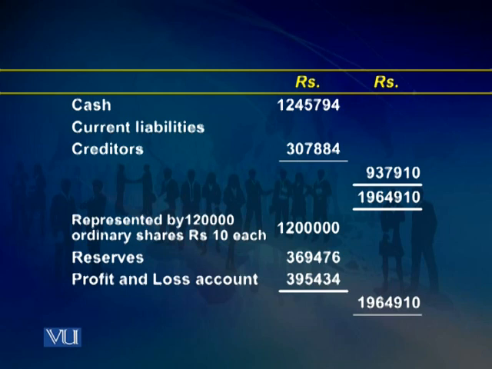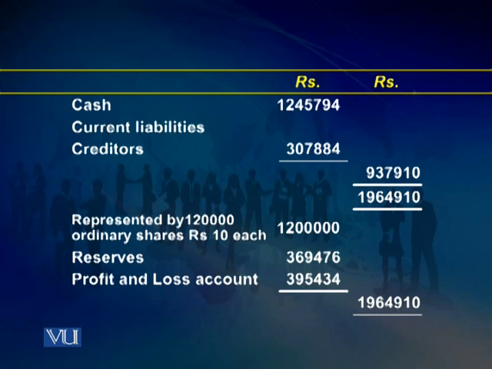So the net current assets are 937,910. Add that to the fixed assets and you get 1,964,910. This is represented by the equity portion. There are 120,000 ordinary shares of 10 rupees each. This amounts to 1.2 million.